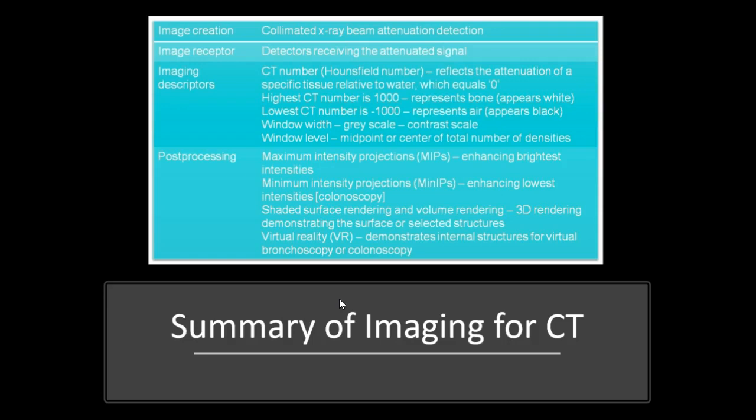So we have the window width, which is grayscale. It's our contrast scale. And our window level is the midpoint or center of the total number of densities. And then we can post-process. We have MIPs, which enhance the brightest intensities, and we have minimum intensity projections, which enhance the lowest intensity. We do those when we're looking at colonoscopy work, when we're studying the colon. We have shaded surface rendering or volume rendering, so 3D, and we have VR, which is virtual reality.